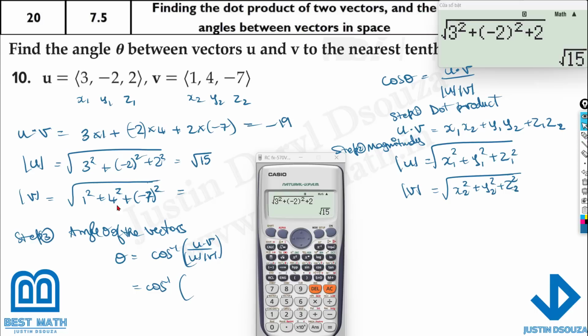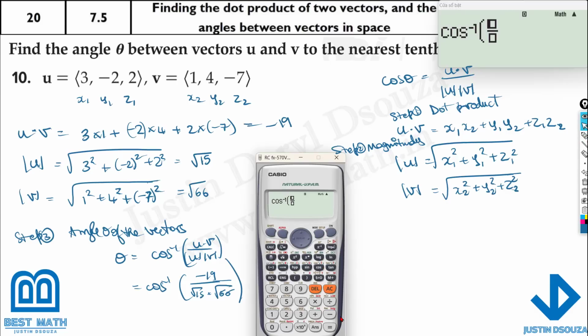What about this? Square root 1 squared plus 4 squared plus, I'll just write 7 squared because it's going to be positive anyways. It's square root 66. Now all you do is substitute everything together. That's square root 15 multiplied with square root 66. And here we go. The final answer will be shift and cosine. It is minus 19 divided by square root 15 multiplied by, use just this multiplication, square root 66.